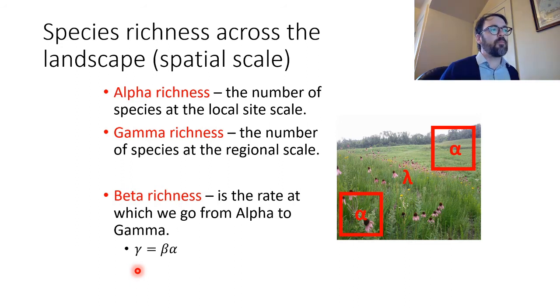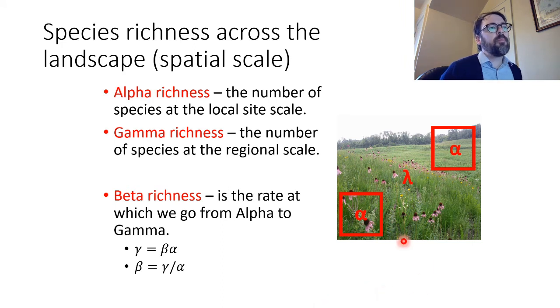And so more intuitively, we can just rearrange this formula, divide both sides by gamma, and divide both sides by alpha, and we can get that beta is simply gamma divided by alpha. It tells you a little bit about species turnover, right? What is the rate at which the species composition changes as I go from here to here?